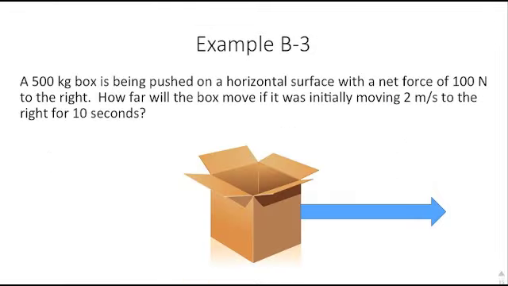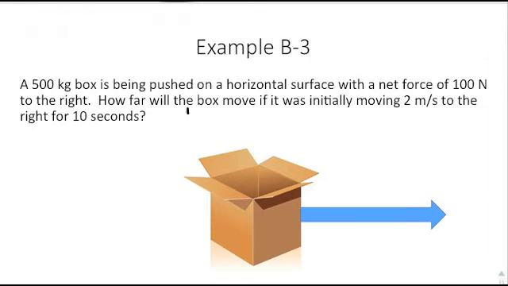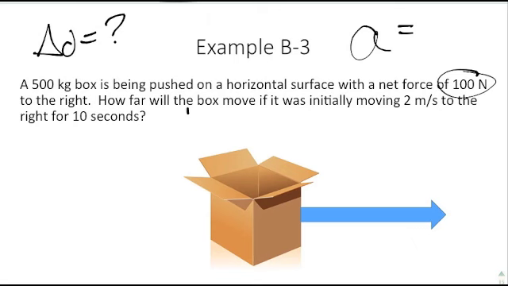Example B3 says you have a 500 kilogram box being pushed on a horizontal surface with a net force of 100 newtons to the right. How far will the box move if it was initially moving at 2 meters per second to the right? So we're looking for how far, and since we're looking for how far, we know that that is a kinematics problem. But once again, we're given information with force. So we know that acceleration is our link.